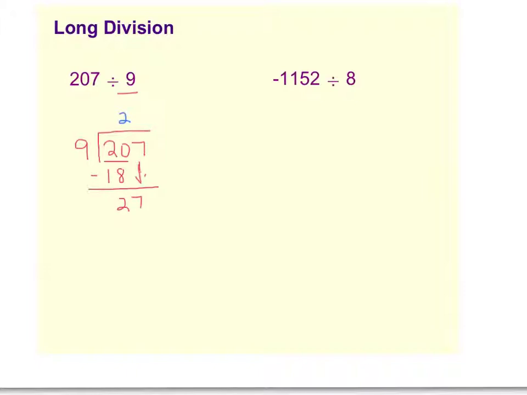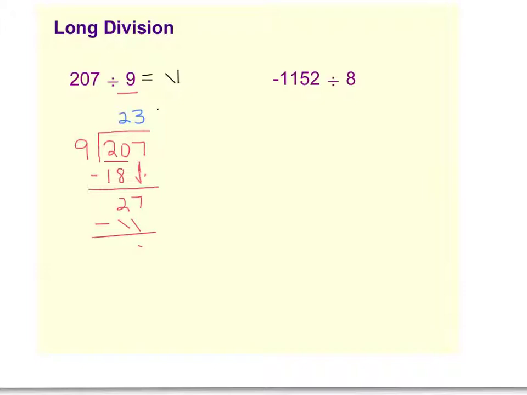And now we ask ourselves, how many times does 9 fit into 27? Well, 9 will fit into 27 3 times. And then you multiply 3 times 9. 3 times 9 is 27. That goes down here, and then you subtract. 27 minus 27 is 0. And you don't have any more numbers to bring down. So our answer is 23. It was a positive divided by a positive, so same sign with that division, so we get a positive 23.